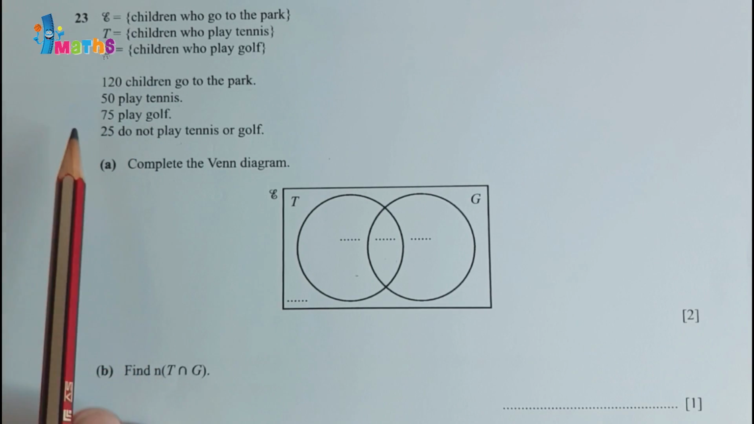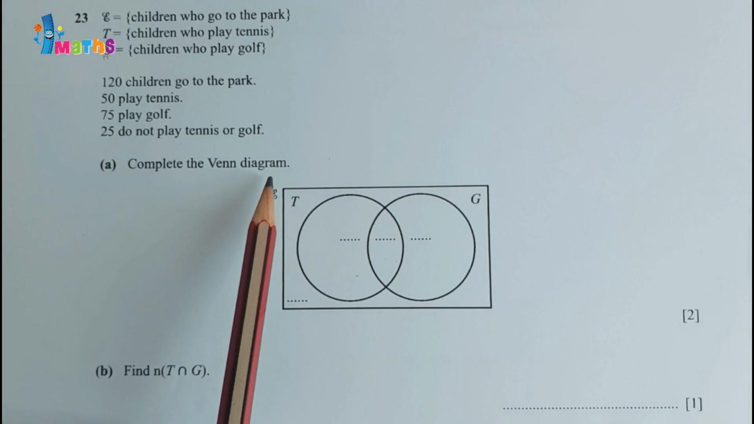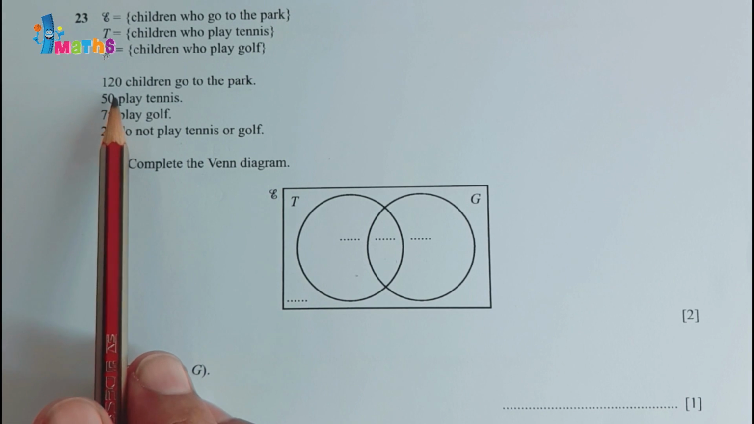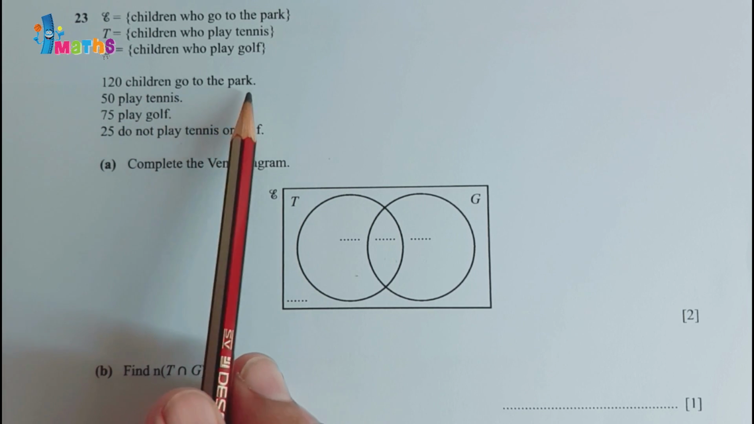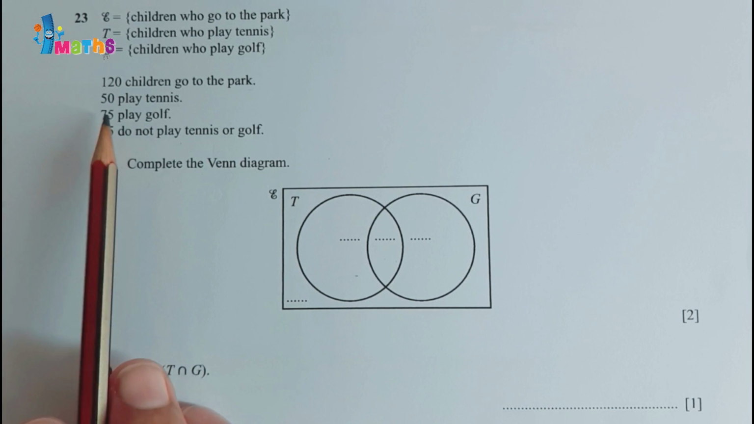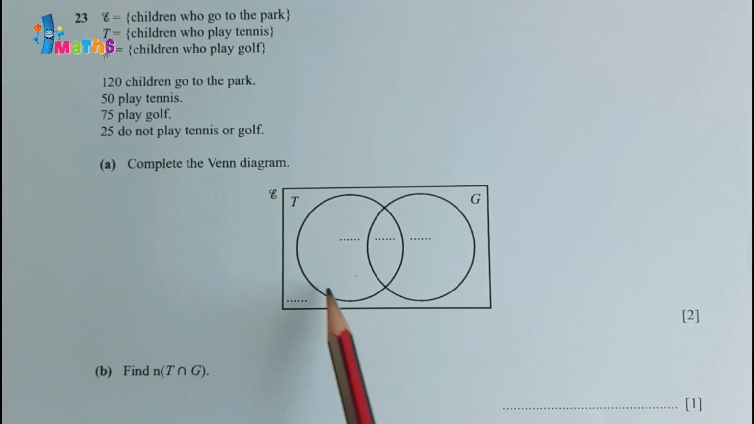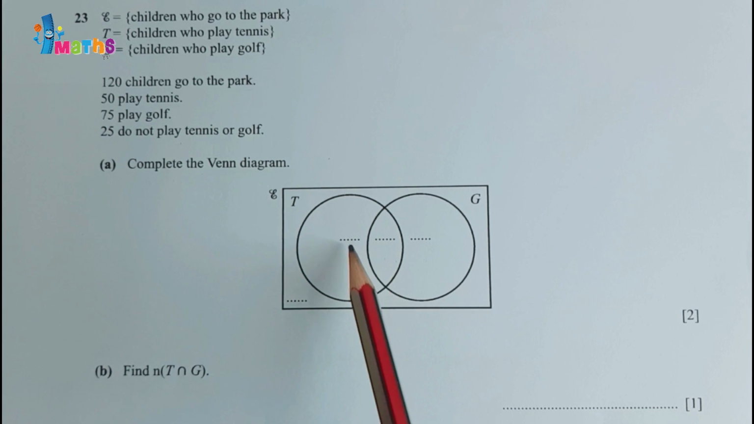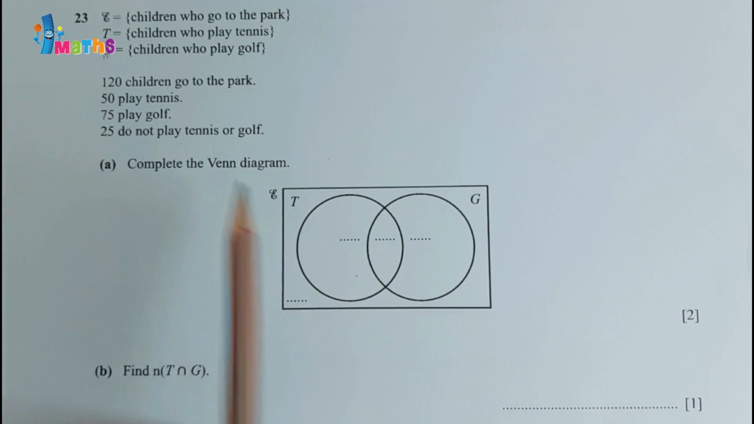Question number 23. This is a Venn diagram. We'll have to complete the data. Data provided is 120 children go to the park. The total or universal set is 120. 50 play tennis. So this tennis region contains 50, which includes this and this.